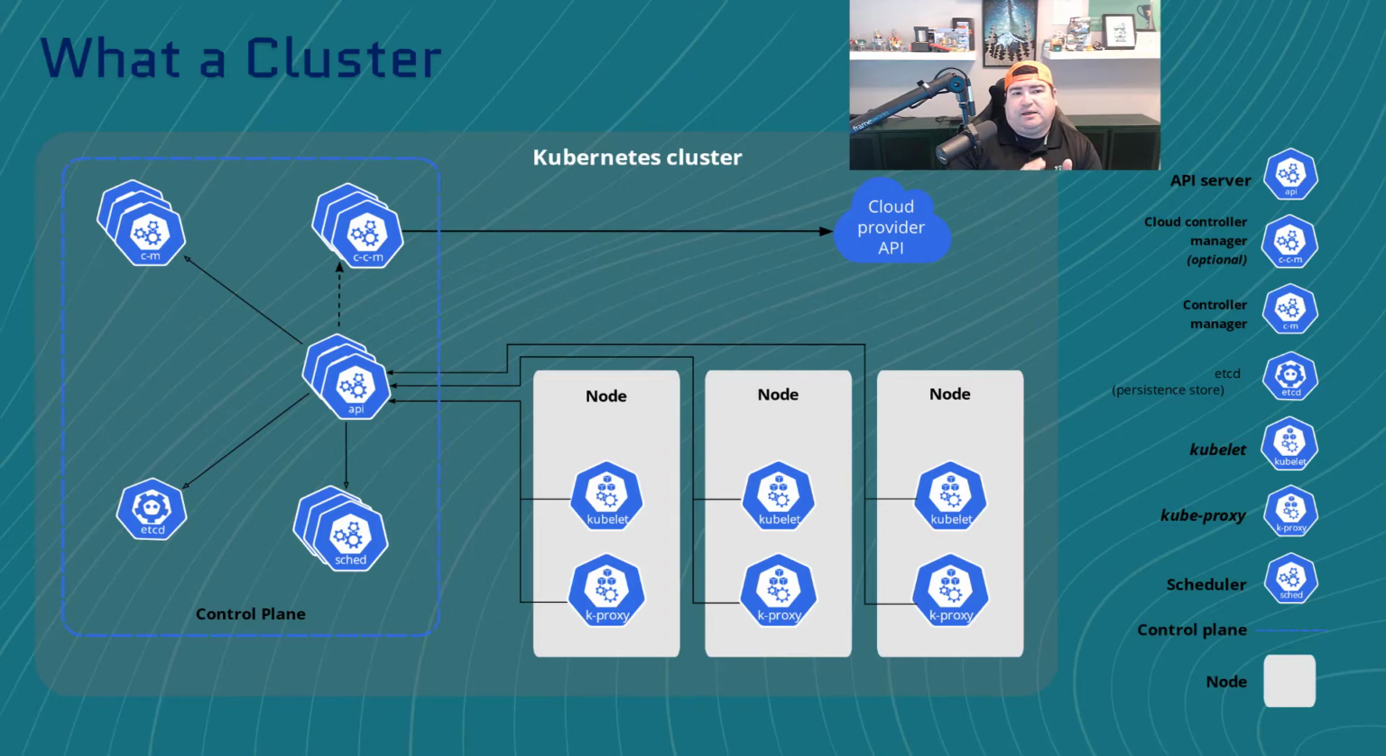Number 2 is etcd. This is going to be a consistent and highly available key value store, like a database, used as Kubernetes' backing storage for all of the cluster data. If your Kubernetes cluster uses etcd for the backing store, make sure that you have a backup plan for this data, getting it outside of Kubernetes.